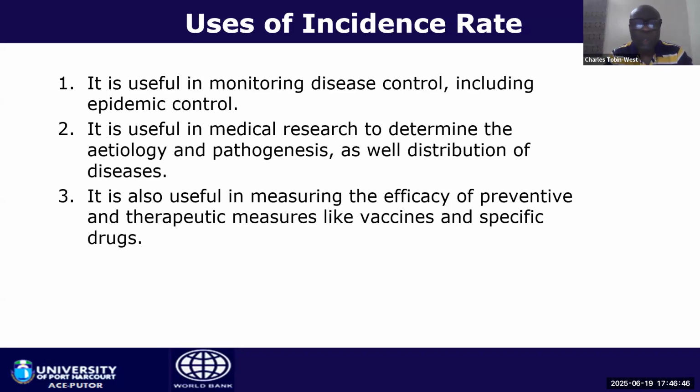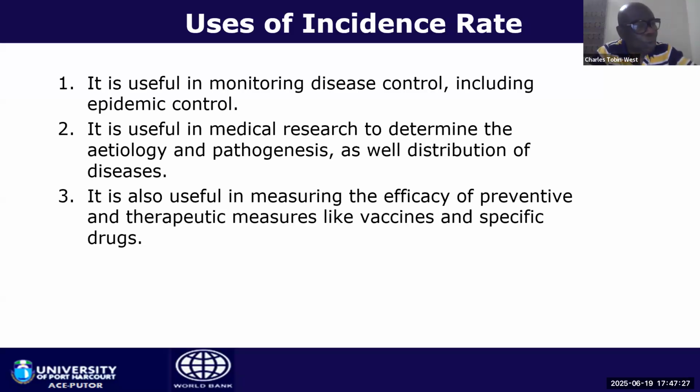Then it is useful in medical research to determine the etiology and pathogenesis as well as distribution of disease. We also use incidence of disease. Remember, yesterday we talked about the natural history of disease. So when we follow and know the way these diseases emerge, we are able to know what pathogenesis takes place. We can also know how distributed the disease is. Maybe in this local government area, we have seen so many new cases. In this local government area, we've seen so many new cases.